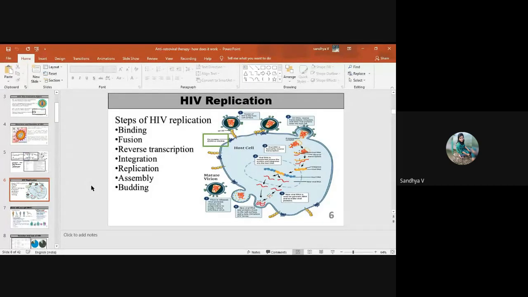Then, with the help of accessory genes, it will be transported into the host cell nucleus. Then it will integrate into the host cell genome with the help of integrase. With the use of the host cell's machinery, that is translation and transcription, it will synthesize its mRNA for encoding proteins, and for the synthesis of progeny it will make use of the host cell's machinery. Then from the host cell, you can see the infectious mature virion. This infectious mature virion is now ready to infect other CD4 T cells.